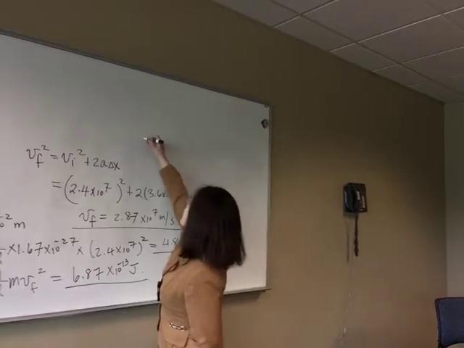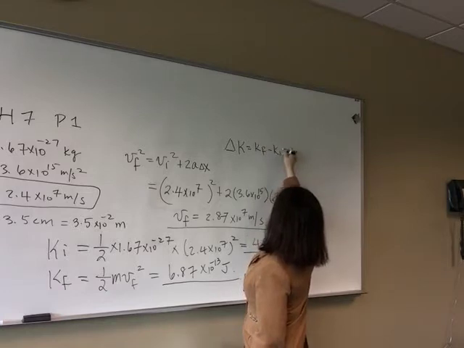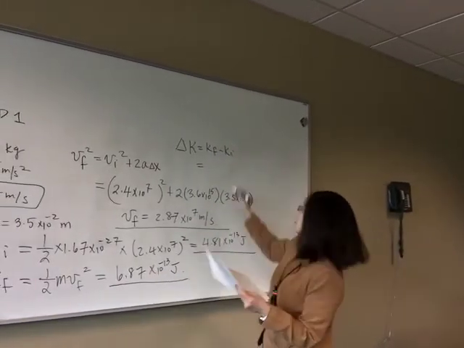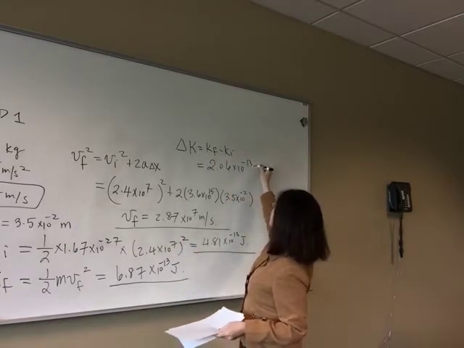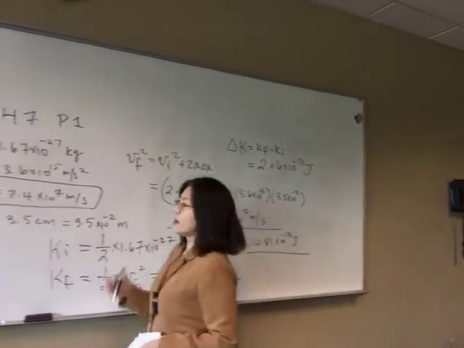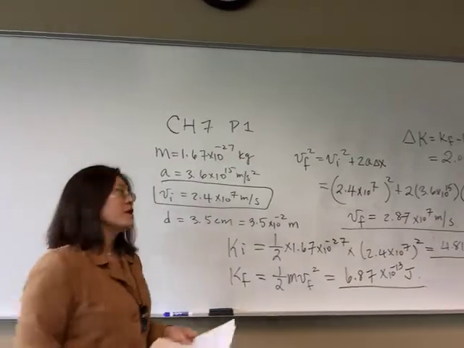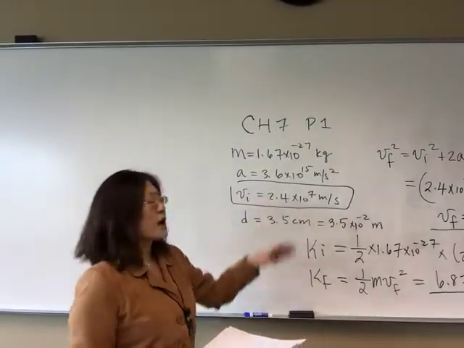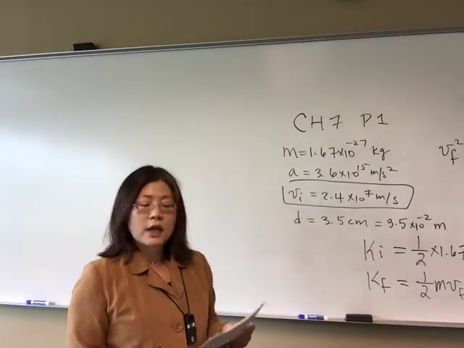So the change in kinetic energy, of course, is always the final kinetic energy minus the initial kinetic energy. So you have this minus that. That should give you 2.06 times 10 to the negative 13 joules. Okay, so this is a simple problem that is very straightforward. You're given the velocity, you're asked to find the kinetic energy, and the object is being accelerated, so you can use that information to calculate the final velocity and then find the change in kinetic energy.